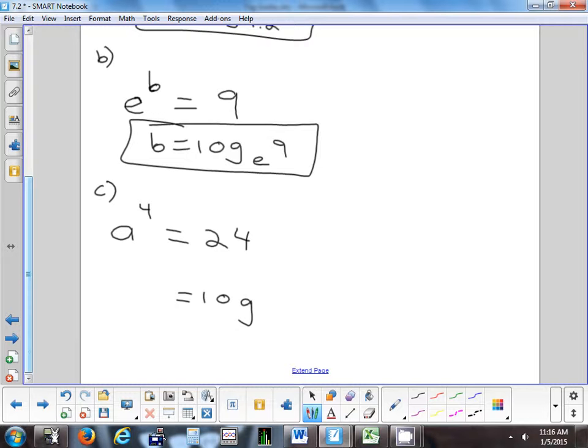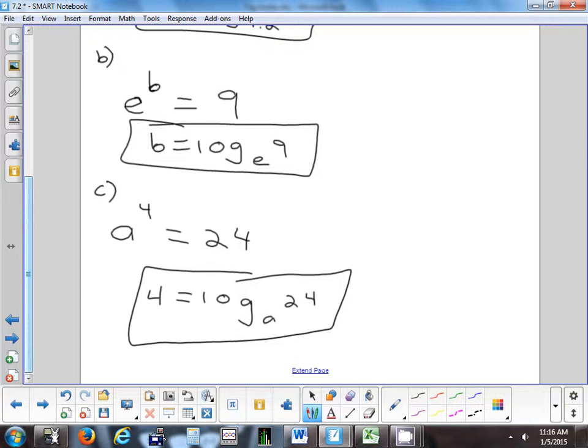How about Andy? What's going to go by itself here? 4. Yep. Logarithm always equals exponent. 4. Okay, my base. Well, Zach, what's my base? A. Yep. The only thing left now is the 24.